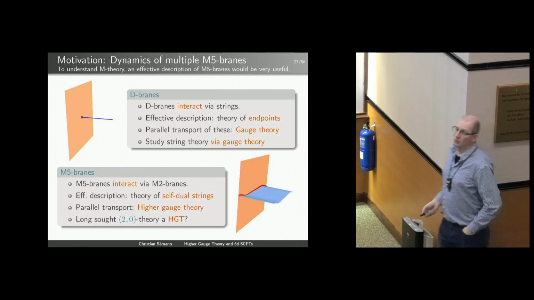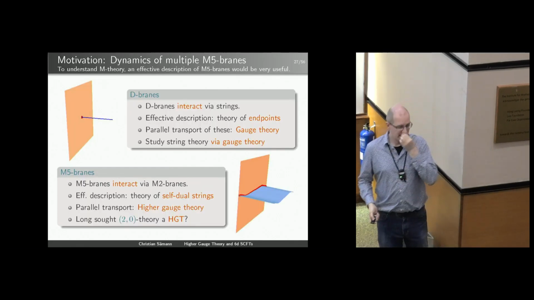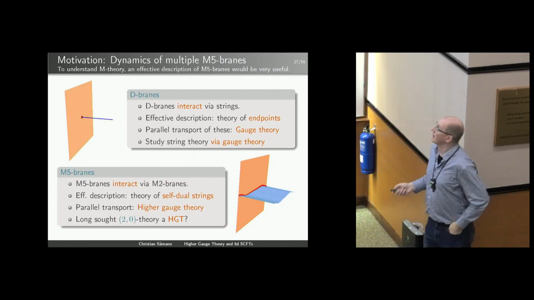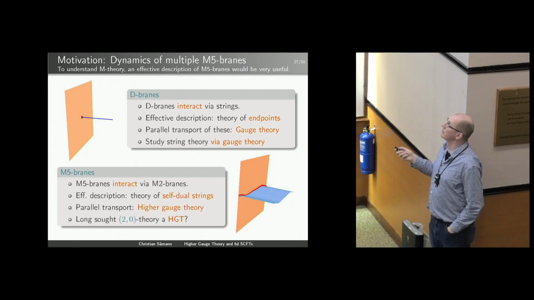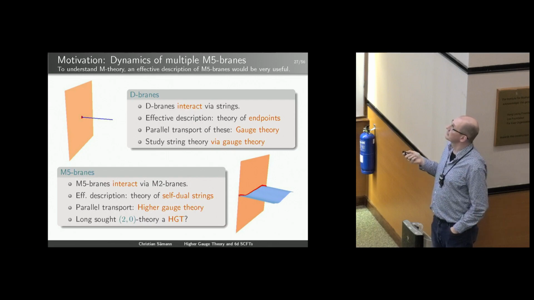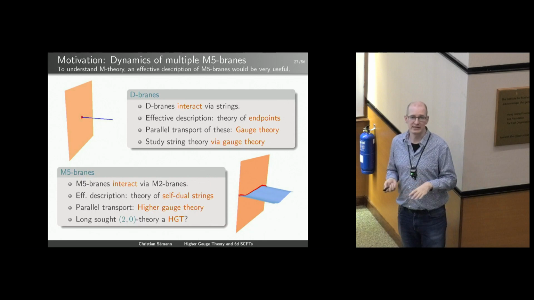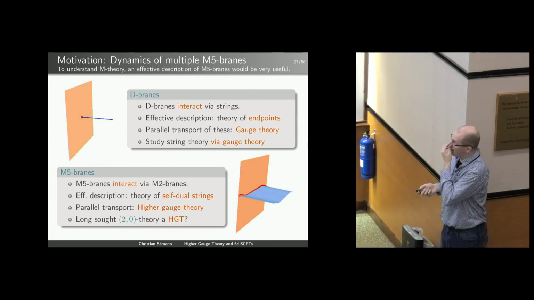Okay, so why M5 branes and higher gauge theory? A very naive picture, but that motivates essentially the essence behind it. D-branes interact via strings. The effective description is the theory of the endpoints, namely the gauge theories in the world volume of these D-branes. Parallel transport is gauge theory, and we can learn a lot about string theory just by studying gauge theory. I think everybody agrees with these statements.